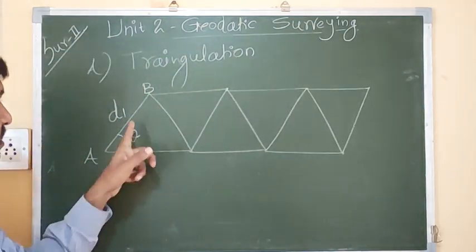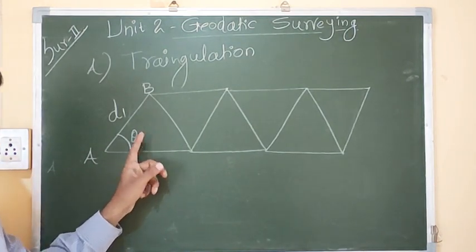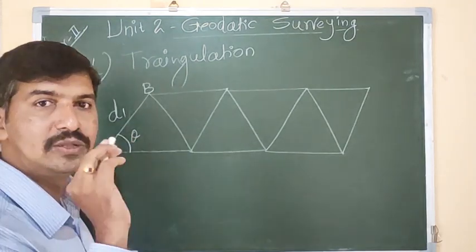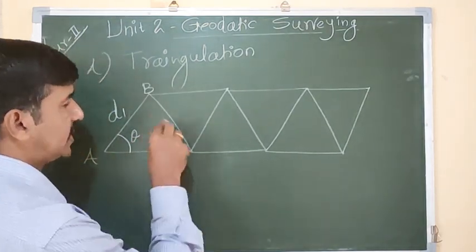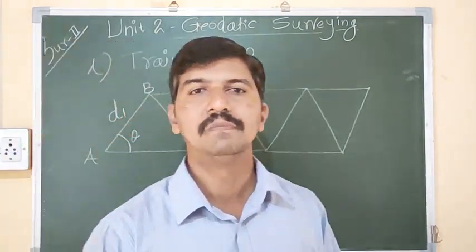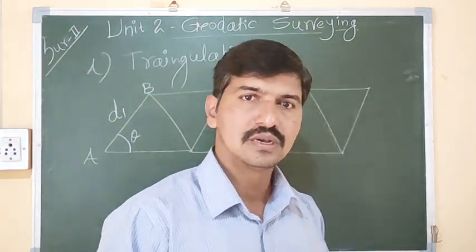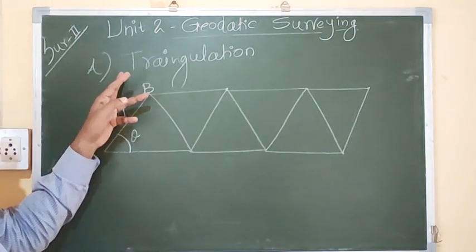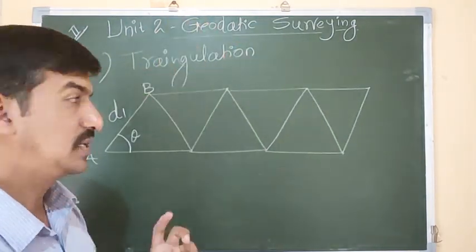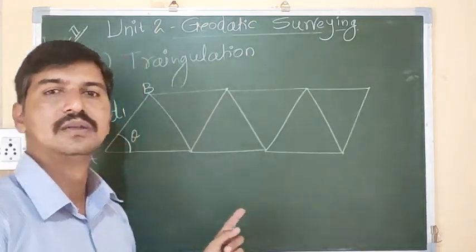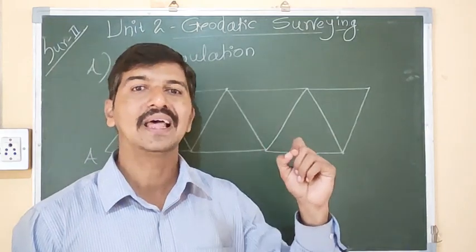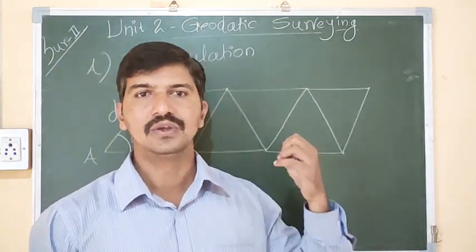So AB is measured, theta is measured, and by using the sine rule, we are able to find out the remaining sides. This is the main purpose for which we use triangulation. What is triangulation? Triangulation is nothing but dividing the whole area into a number of small and bigger triangles.